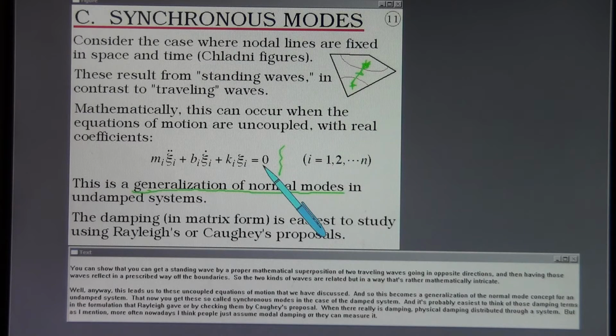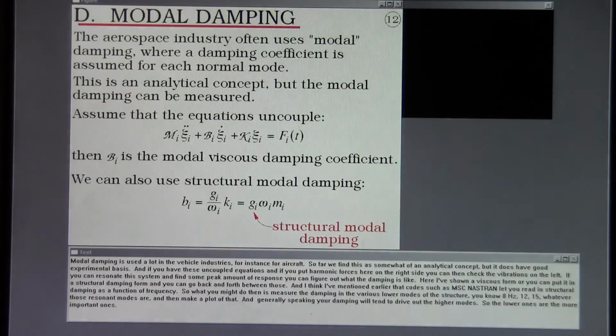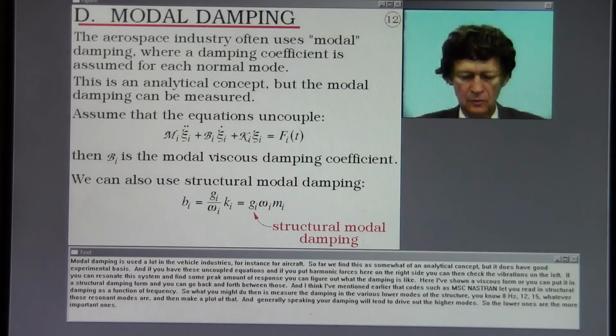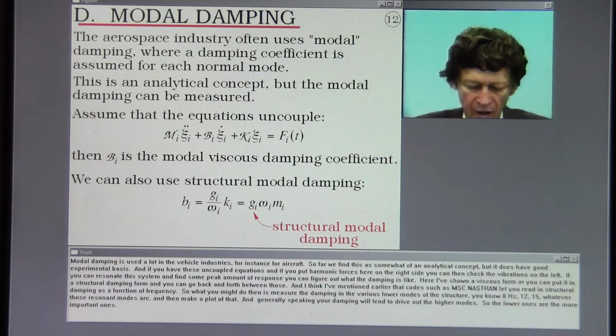And it's probably easiest to think of those damping terms in the formulation that Rayleigh gave, or by checking them by Caughey's proposal, when there really is damping, physical damping distributed through a system. But as I mentioned, more often nowadays, I think people just assume modal damping, or they can measure it. Modal damping is used a lot in the vehicle industries, for instance for aircraft.